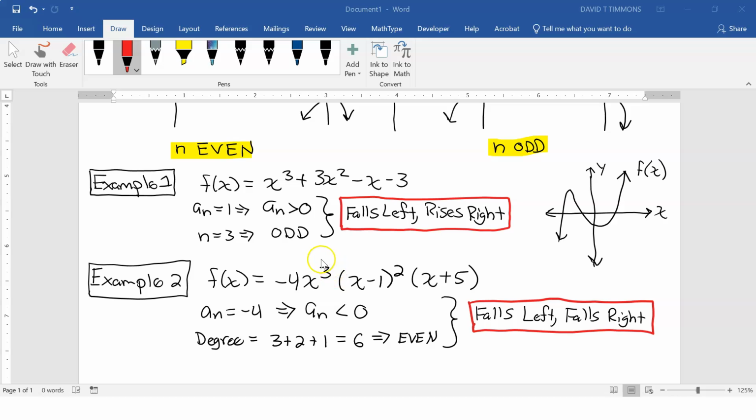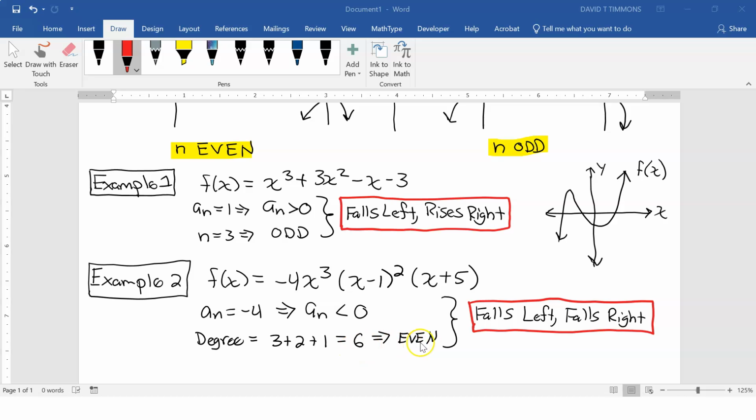Well, there are actually 3 factors: x cubed, x minus 1 squared, and x plus 5. The degree of this factor is 3. If this term were squared, this x would become squared or have a degree of 2, and then this x has a degree of 1. So notice, I'll add the degrees of the individual factors. 3 plus 2 plus 1 is 6.